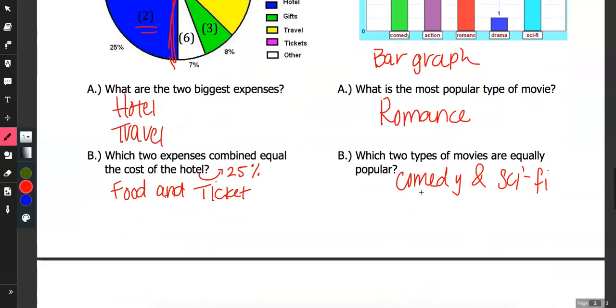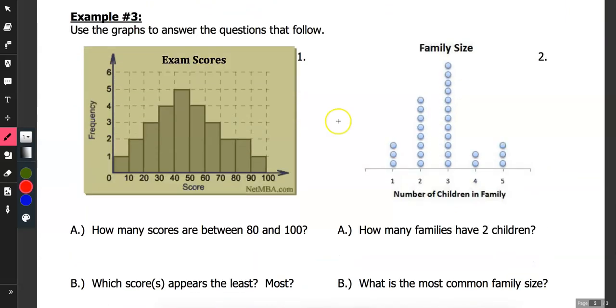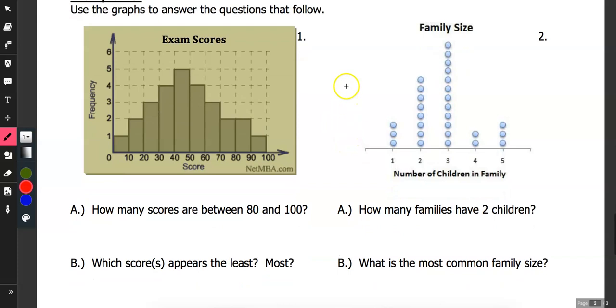Okay, pretty simple today. Next up, we're going to look at a couple of other types of graphs. So this next one might look familiar, but I'm not sure if you're thinking of the right thing. It says use the graphs to answer the questions. This first one, do you see how the bars are touching? That means this guy is a histogram. Oops, sorry. Histogram. Not a bar graph. It is something different. Okay, we're going to learn how to make these in this unit.